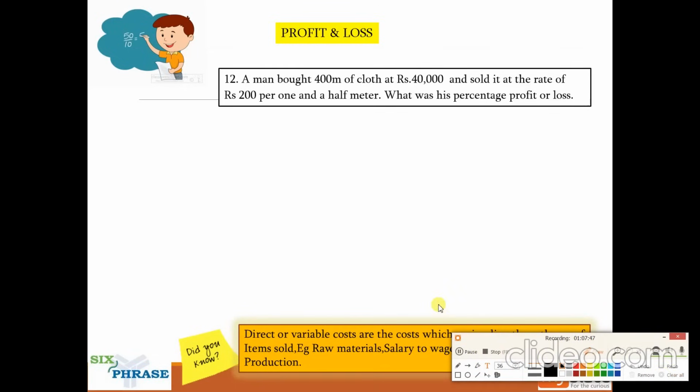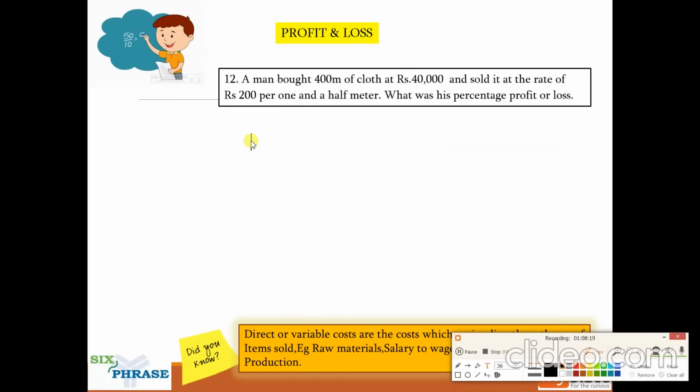Now, a man bought 400 meters of cloth at rupees 40,000 and sold it at the rate of rupees 200 per 1.5 meters. What is his percentage profit or loss? Now, I would suggest you do this on your own, guys, because we've already seen this. But anyway, do this on your own and then come back and check the answer. See, a man bought 400 meters of cloth for rupees 40,000. He sells at rupees 200 for 1.5 meters.